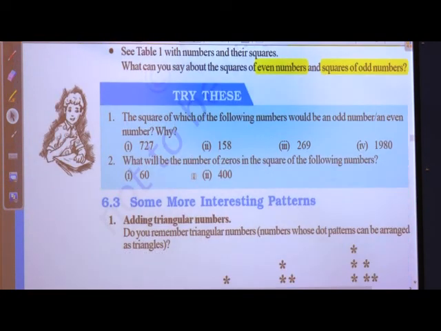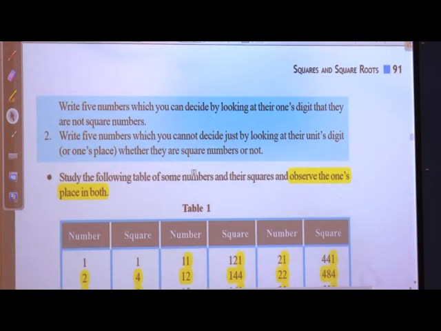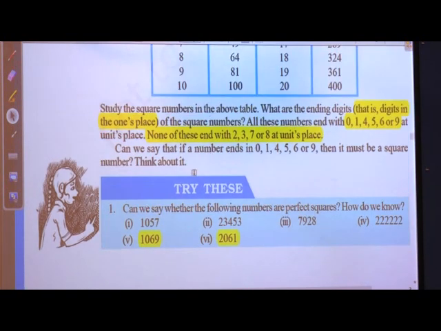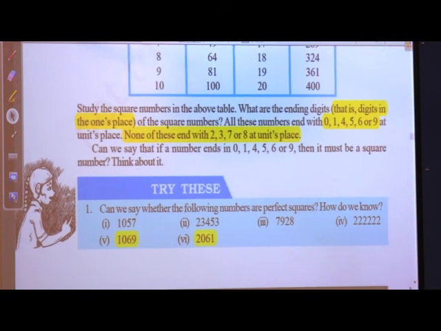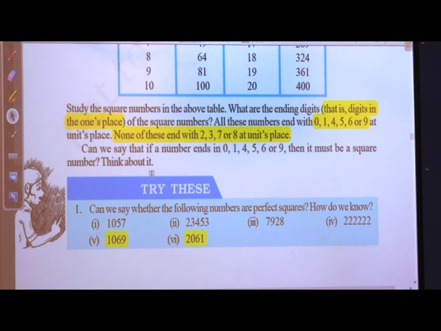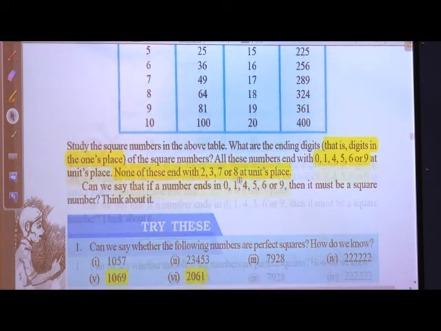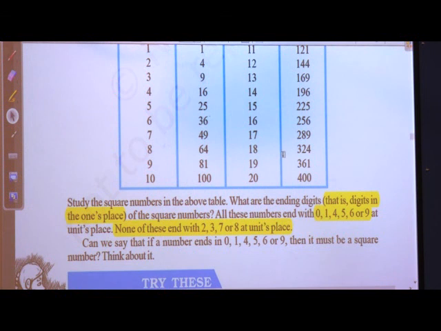Here we had seen, from the table we had studied, that the squares in the above table end in 0, 1, 4, 5, 6 or 9 at the units place.